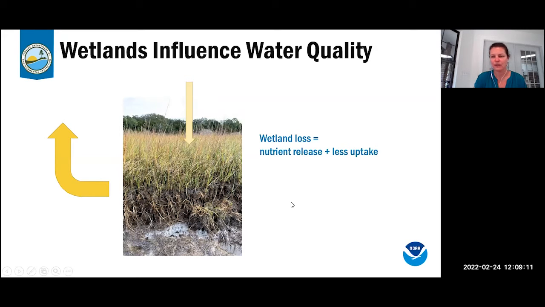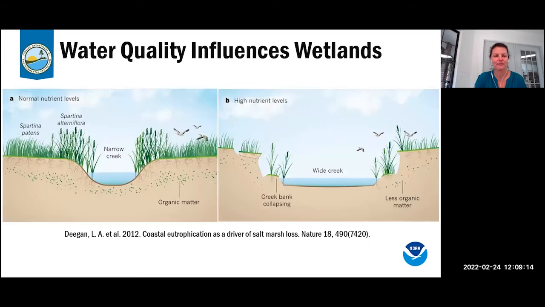And we'll talk a little bit more about wetland loss tomorrow. In one study in the Mid-Atlantic region in 2012, they fertilized a tidal creek and found that in the creek with high nutrient levels, the wetlands produced less organic matter and less root structure. And so they were more easily eroded and the tidal creeks got wider over time. So you can see that in this case, high nutrients had a negative effect on the wetlands.